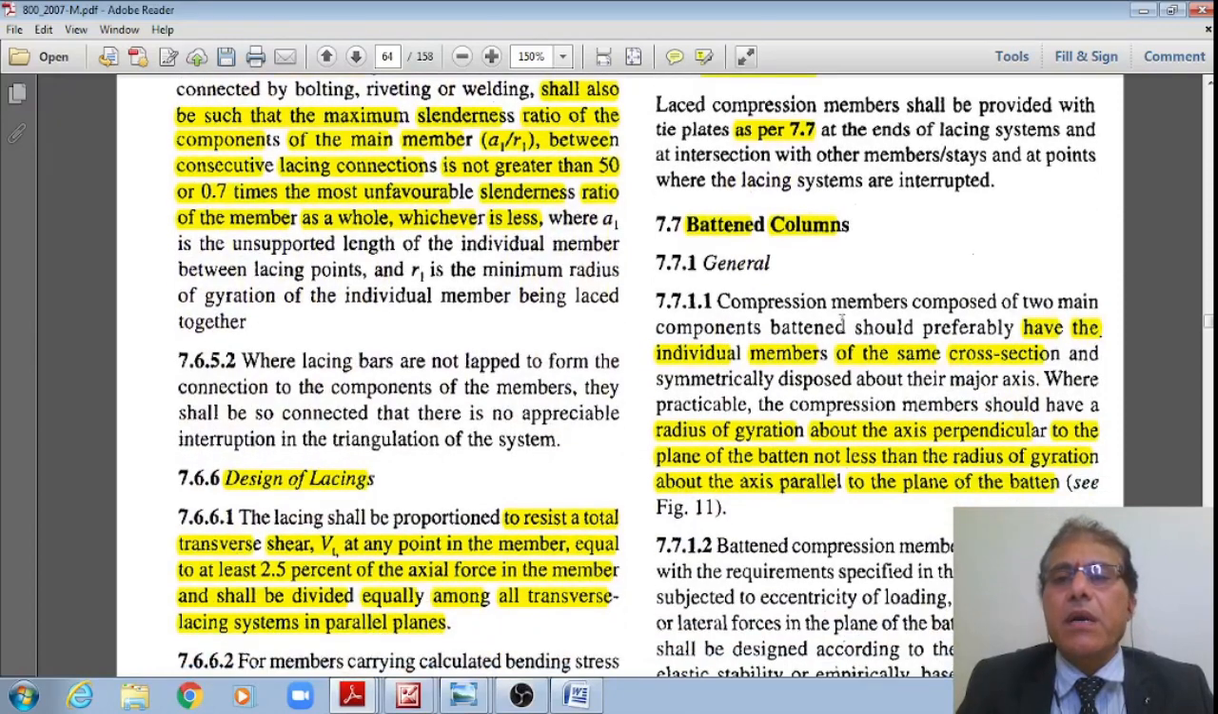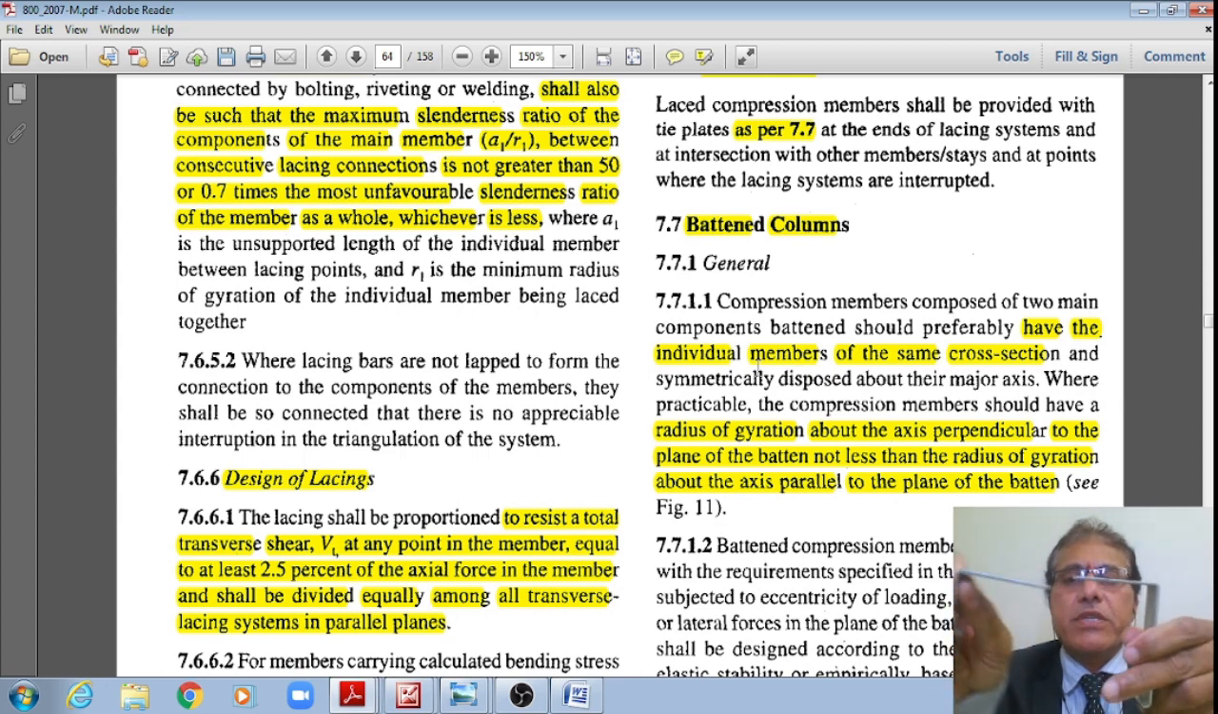Therefore, now it says that the compression member is composed of two main members. Battened columns should preferably have individual members of the same cross section. Therefore, the cross section should not be different like this. The same cross section.